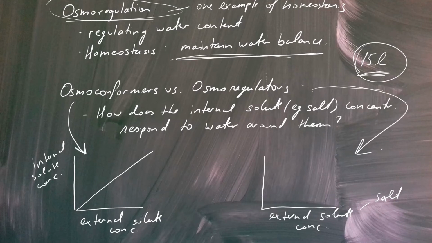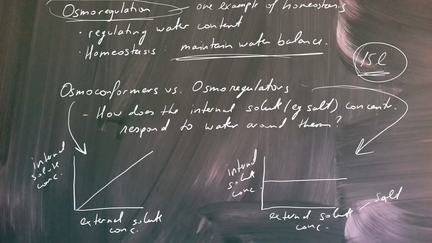And then the others, the osmoregulators. How does this look? When the external solute concentration goes up, the internal solute concentration stays the same. So they're regulating the salt concentration, right? So these are the two types of strategies for how different organisms can deal with different environmental solute concentrations or salt water concentrations. Okay.